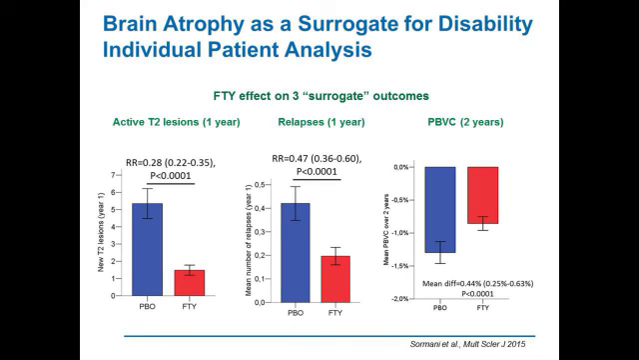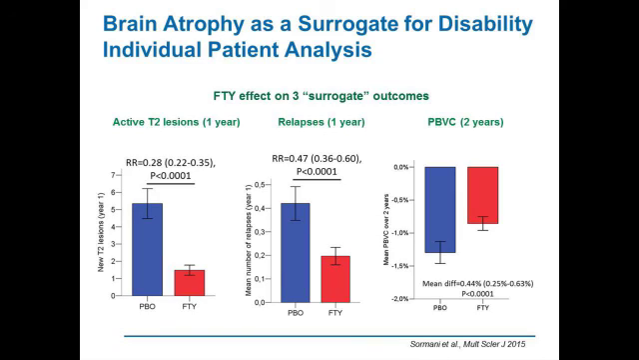Finally, I'm going to show you again the role of brain atrophy as a marker of treatment response, so as a surrogate marker for disability, using an individual patient analysis. In this slide, we have again data from the FREEDOMS study, showing the effect of fingolimod on 3 surrogate outcomes, meaning that this is the effect on 3 early markers and not on disability progression, which is the final outcome of interest in this analysis.